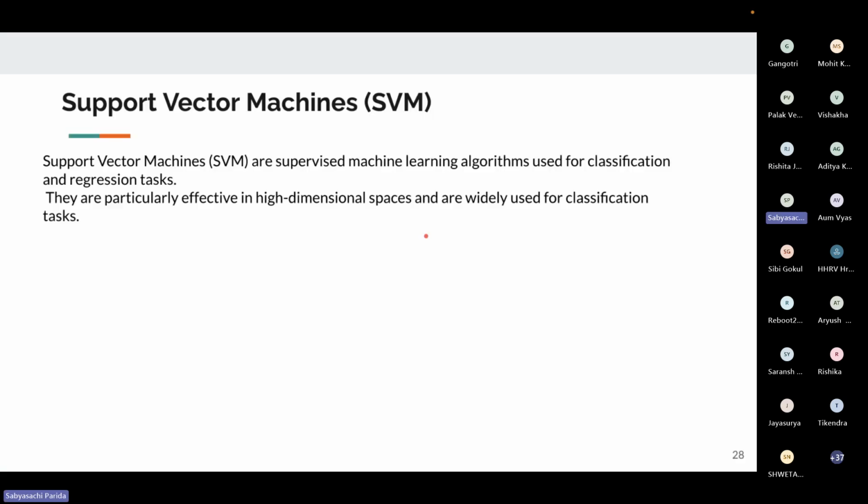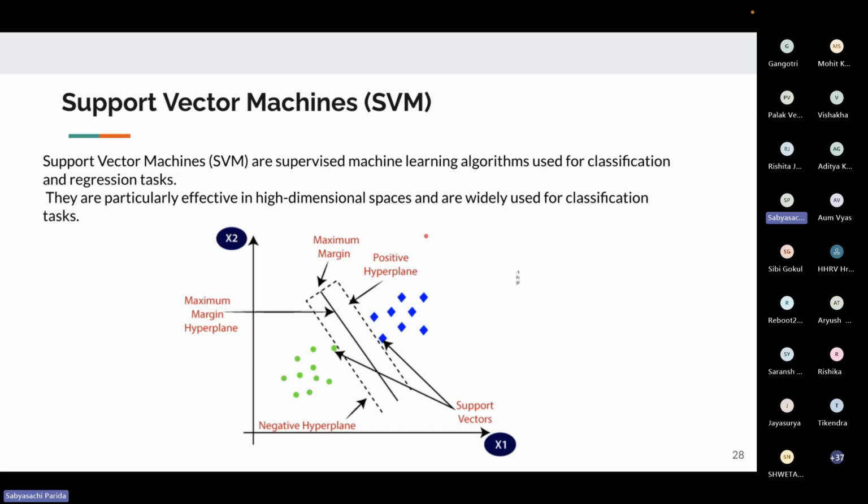Coming to the advanced supervised algorithms, one is the support vector machines. Has anybody got any doubt on the bias variance trade-off or the overfitting underfitting topic? No, sir. I think so.